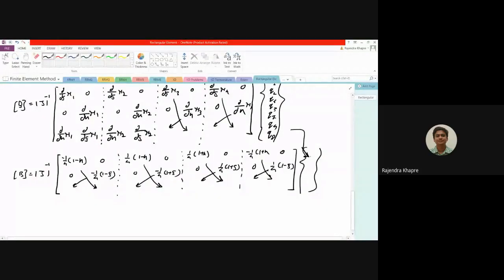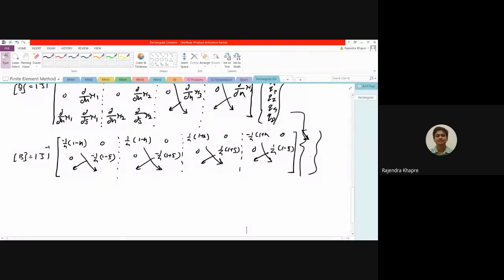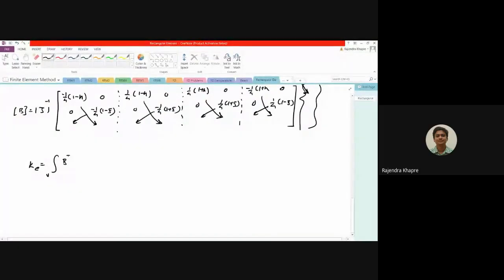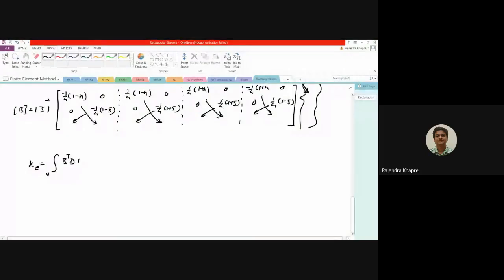So in this way you have to generate the B matrix, and once this B matrix is generated, so now you please pay attention over here. Once this B matrix is generated, you have to go for the elemental stiffness matrix. The elemental stiffness matrix is the integration over the volume of B transpose into D into B dV.